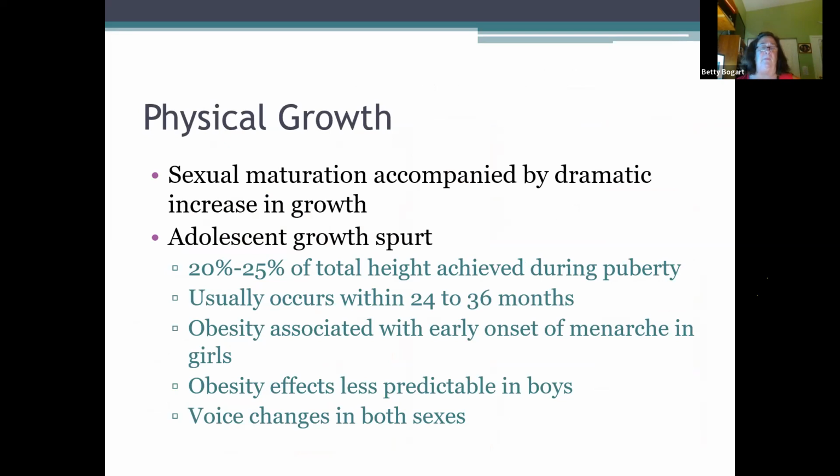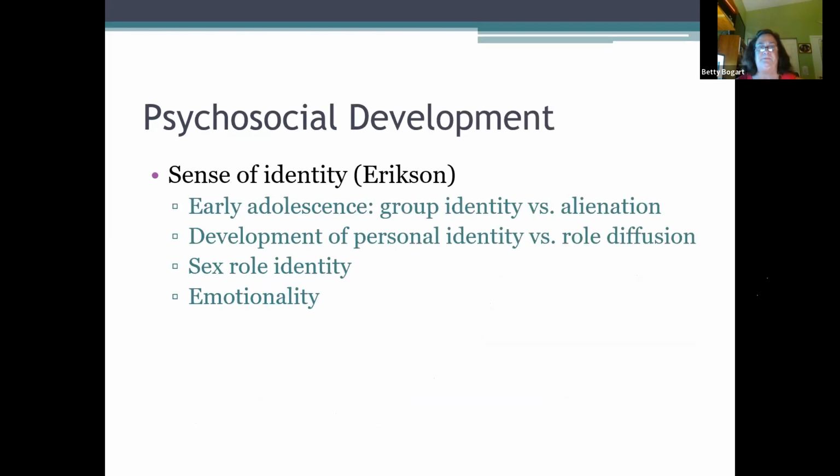Physical growth. Well, in the very beginning, which is now you're going through puberty, it's what we call the growth spurt, and it's 20 to 25% of your total height. So up to a quarter of how tall you are is during these 2 to 3 years. These children need sleep, they need nutrition, don't they? And this is your ages 13, 15, right around that age right there. So this is part of what happens.